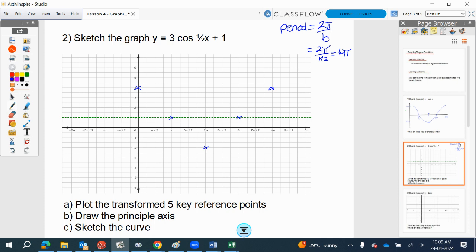We've got 5 pi drawn there on the graph, so we should be back down to the principal axis by that point. We could be down to a minimum at minus 2 pi, so that would be there. So it's going to look like this.